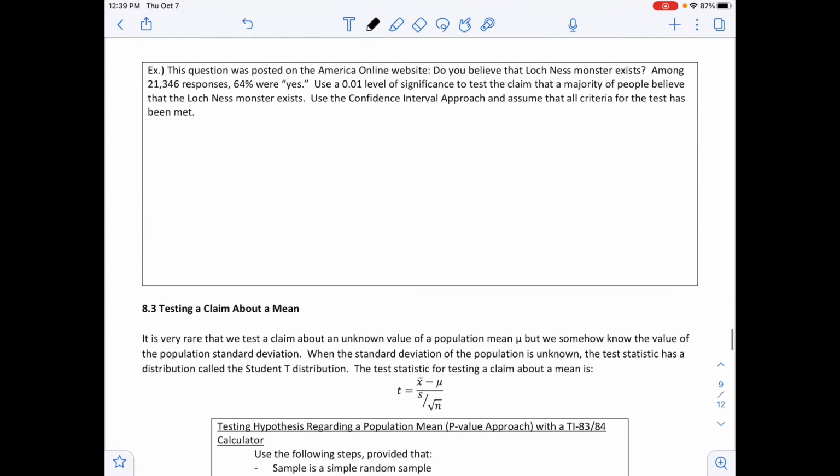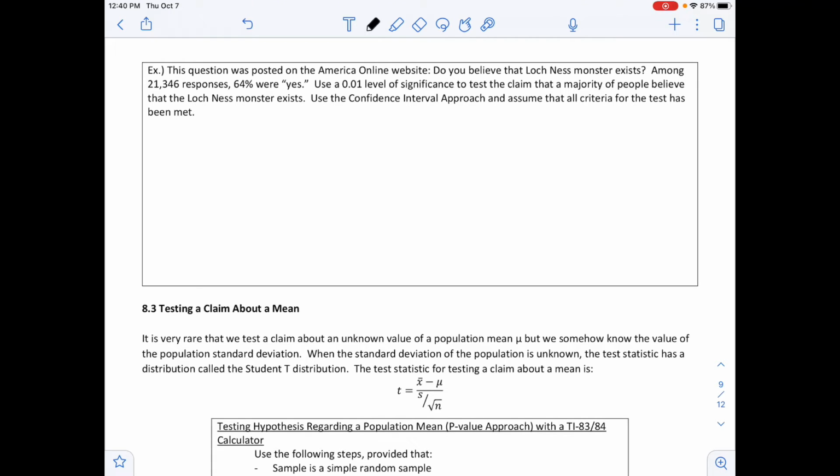So we have another example on the next page. And so for this one, this says, the question was posted on the American online website, do you believe the Loch Ness Monster exists? Among 21,346 responses, 64% said yes. Use a 0.1 level of significance to test the claim that a majority of people believe that the Loch Ness Monster exists. Use a confidence interval approach and assume that the criteria for the test has been met.